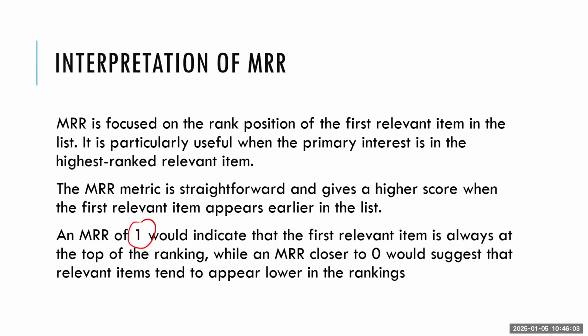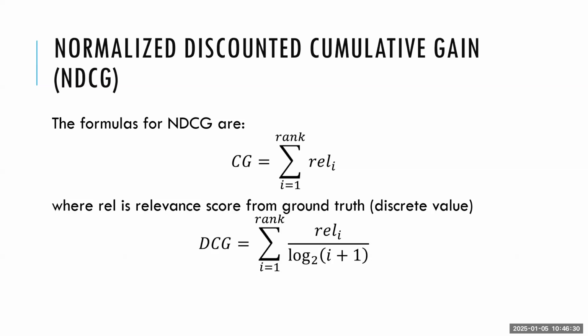So for both of these metrics, you only care about whether the document is relevant or not. You don't actually care about the relevance score or the actual ordering. So that's why we need one more metric that takes into account the actual ranking. And that metric is called normalized discounted cumulative gain. This metric has a lot of layers, so we'll go one by one.